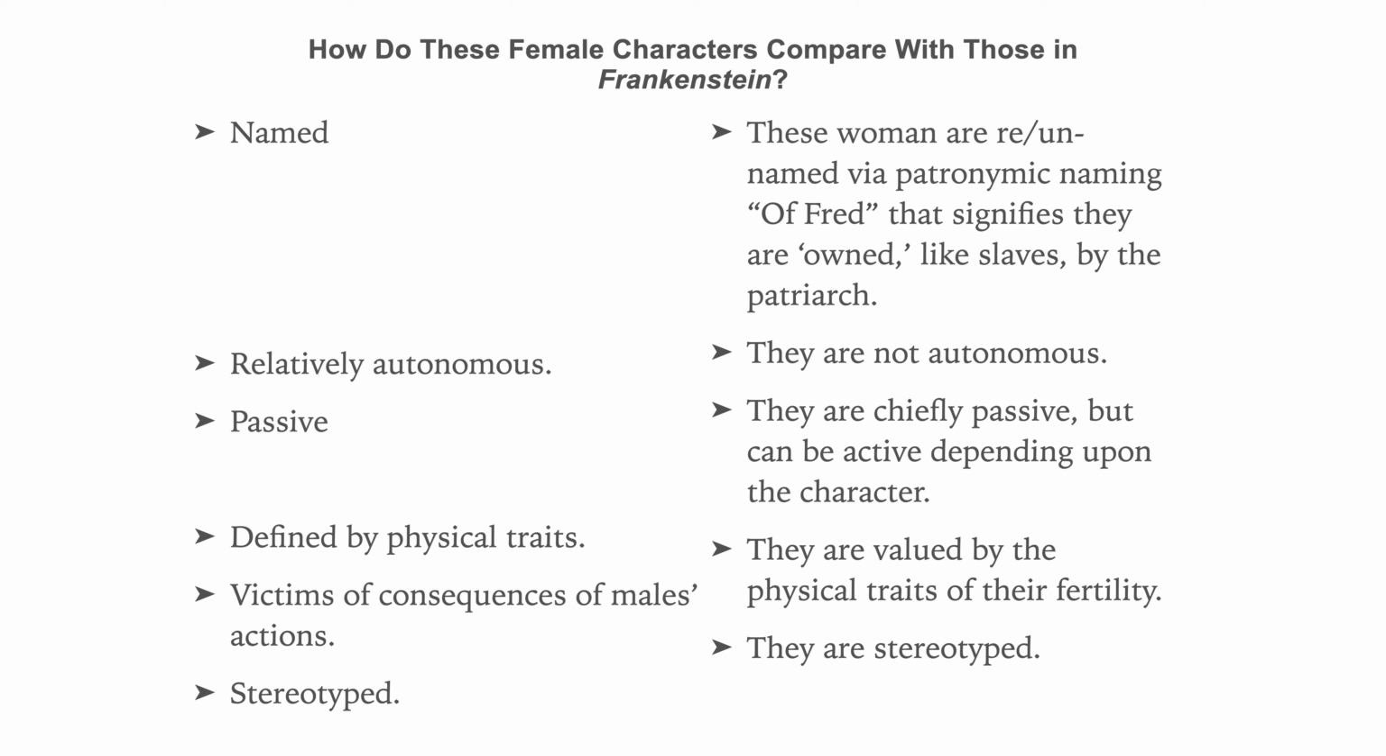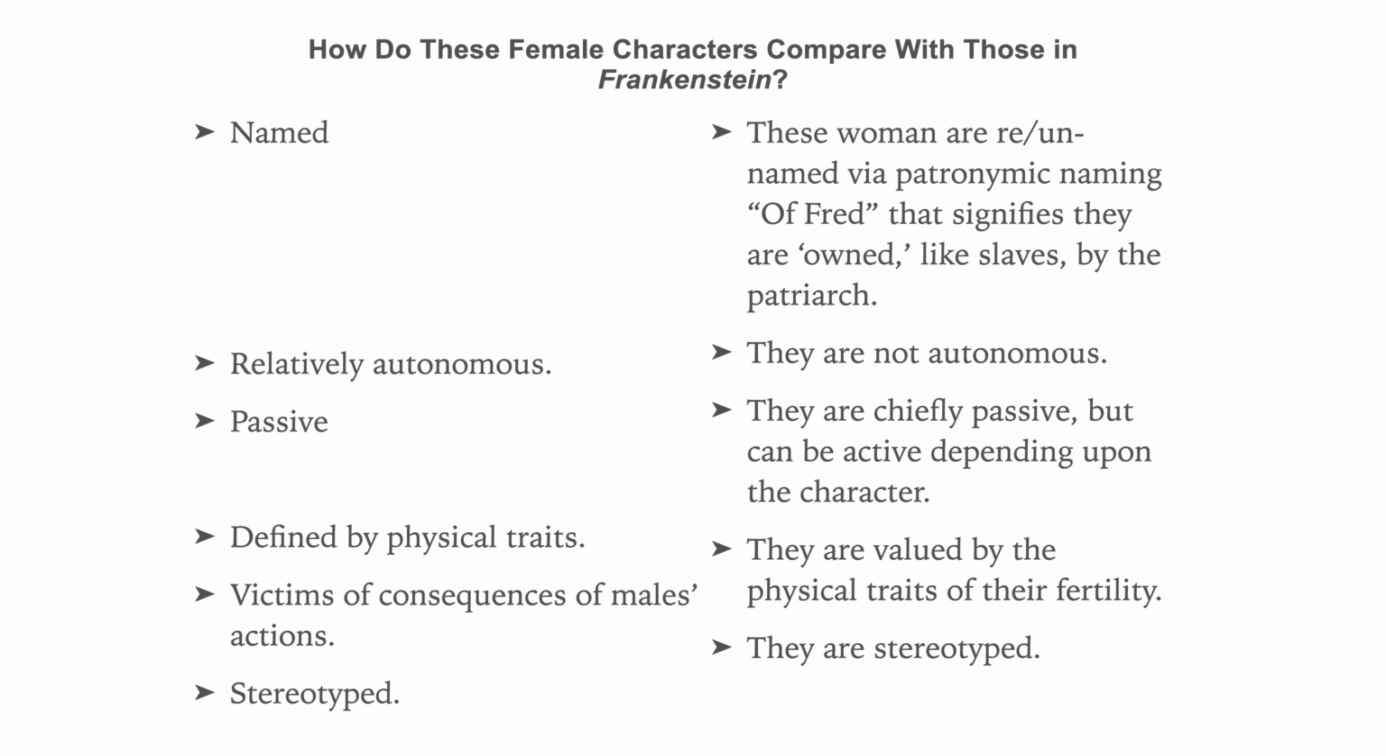How do these female characters compare if we were to make some assessment objective for comparative or contrasting links to Frankenstein? In Frankenstein, the women are named. That seems like a given in most texts, but in Handmaids, the women are unnamed, defined via the patronymic "of" and then the commander of the household, signifying them like slaves as being owned by the patriarch.